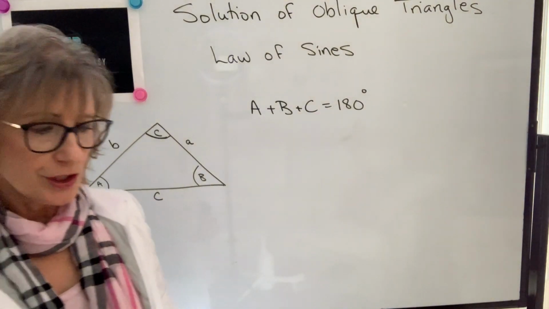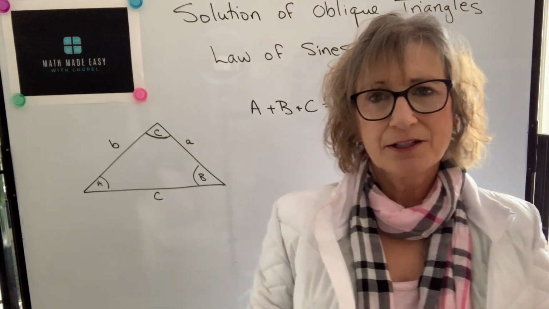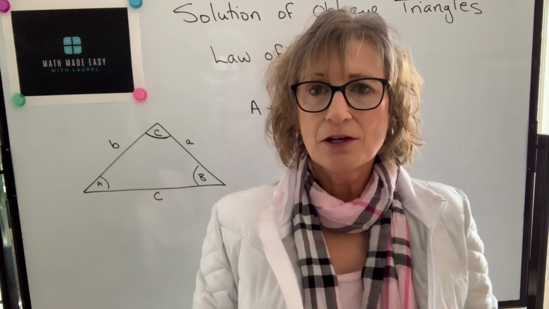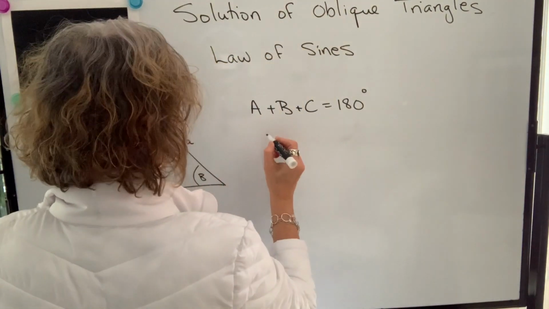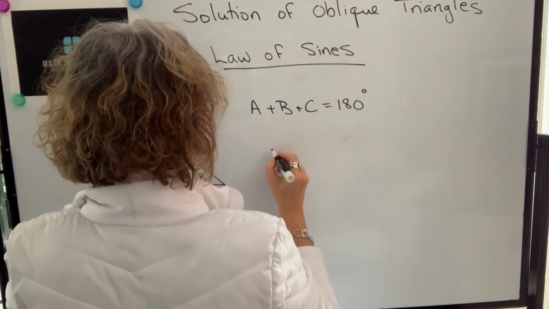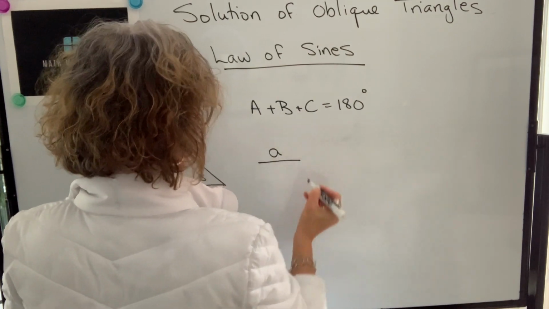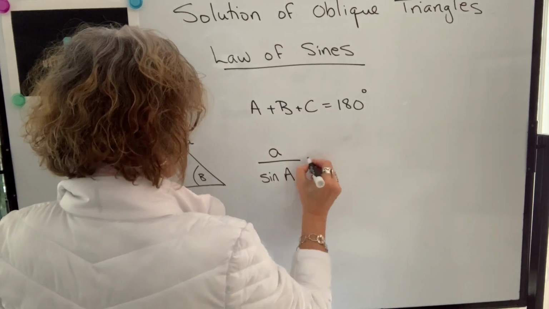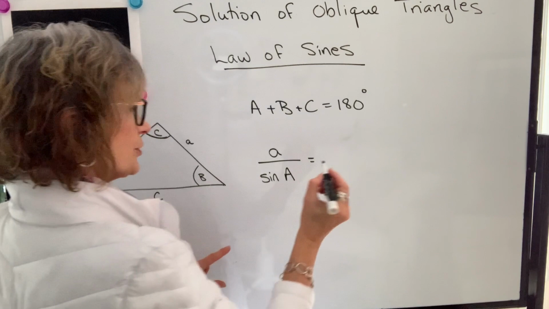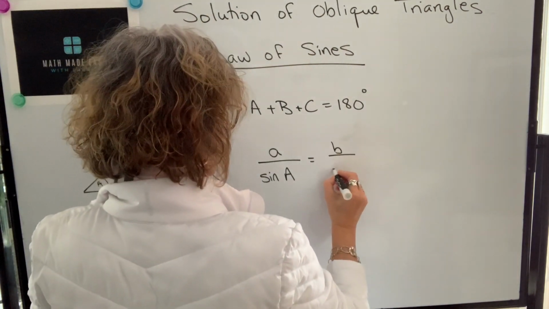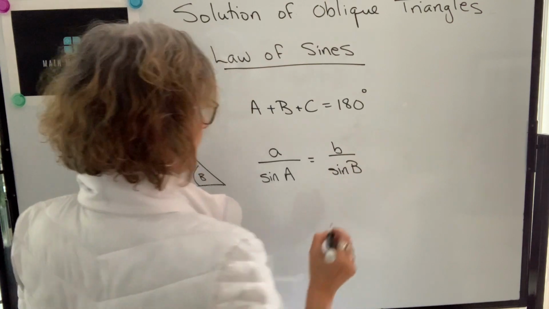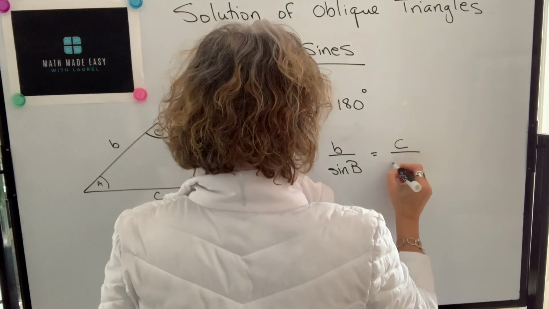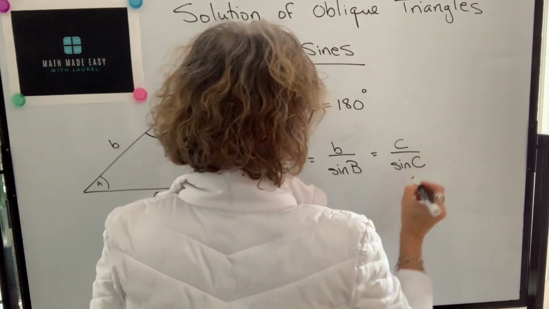And then there's a relationship between the sides and the sine of the angles corresponding opposite those sides. And that is called the law of sines. And it looks like this. If we take side a, the ratio of side a to the sine of angle A will be equal to the ratio of side b to the sine of angle B. It's also equal to the ratio of side c to the sine of angle C.